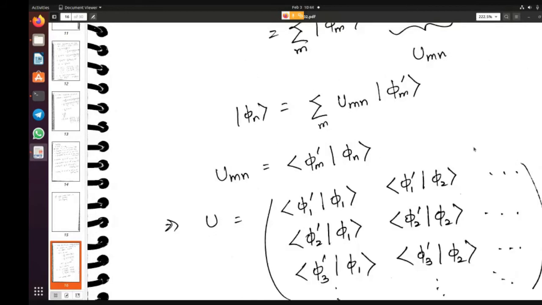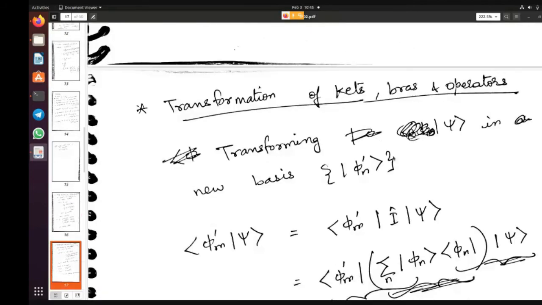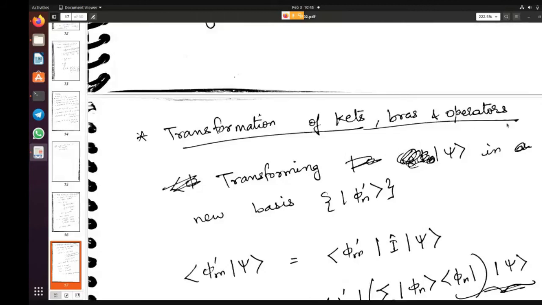Okay, so if I ask you to convert one set of eigenvectors into new eigenvectors which have some other basis set, then this is the formula that you are going to use. These are your individual elements U_mn, and this is your individual eigenvector. Similarly, we can do transformation of ket, bra, and operator.